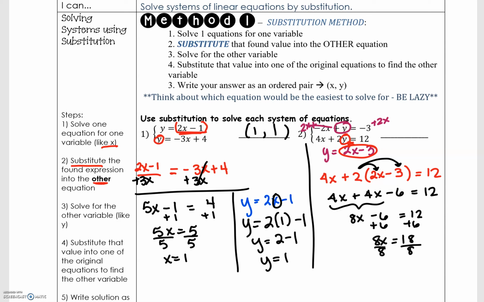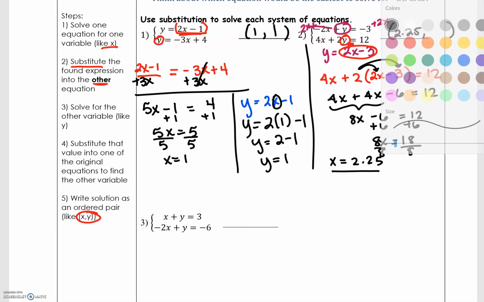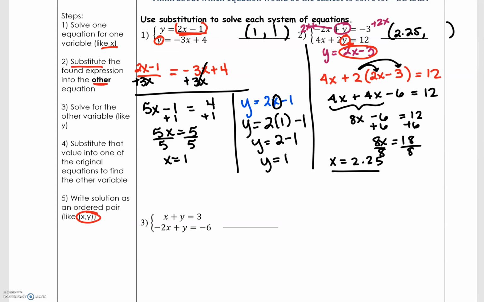Now this one's not pretty, and you can put it as a decimal or you can leave it as a fraction. I would just go ahead and do a decimal if it's one that stops, which this one does, because it's easier to plug it back in. So x equals 2.25 or 9/4. And then we're going to plug it back in. You won't really get a whole lot of ones that are not pretty, but occasionally. So just make sure that you plug them back in if you're not sure if that's correct.